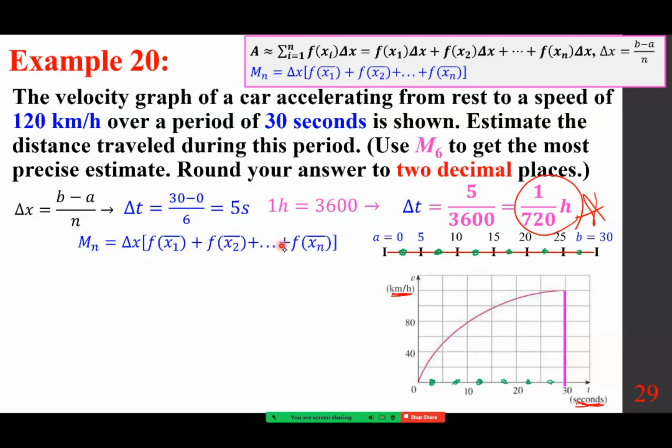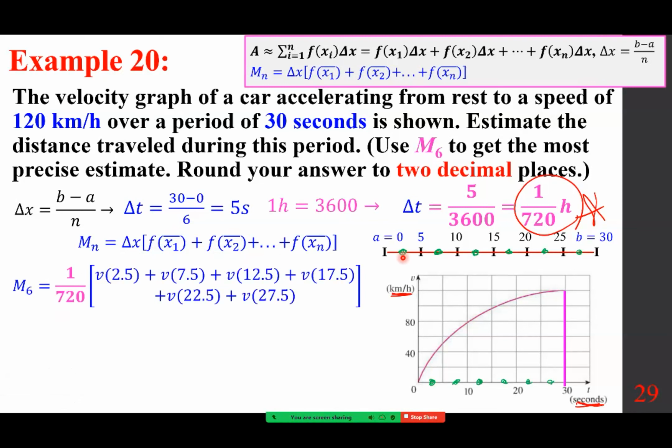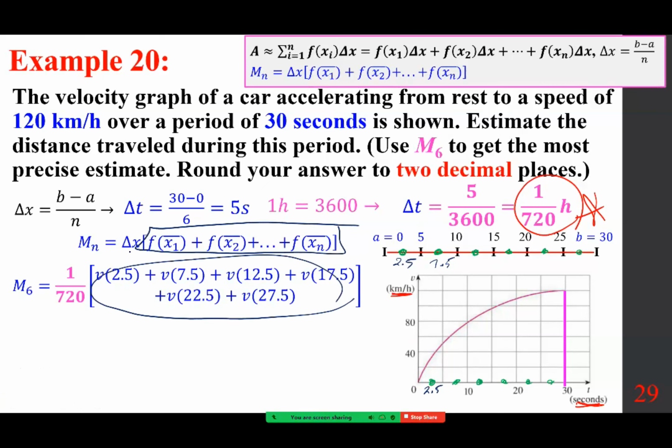Now, in this case, first of all, the velocity at 2.5, right? Because this is 2.5, everybody, right? In the middle, I can write it as 2.5. And then you add the delta t, 5, so this is 7.5. And then add 5 all the way to the end. So this is what you get for this part. And delta x is delta t now, which is 1 over 720. Why 1 over 720? We discussed the unit conversion.